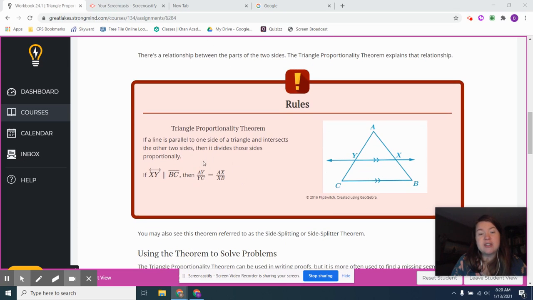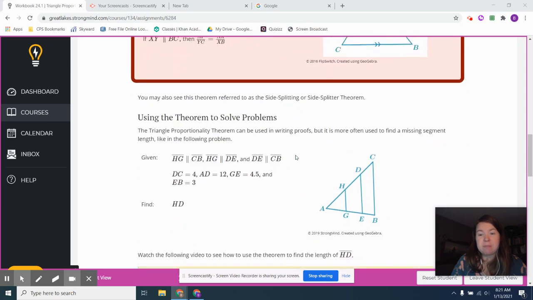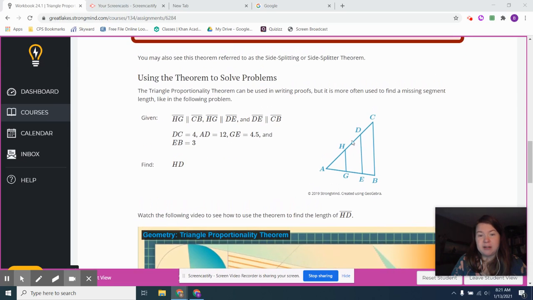Another way of looking at it is you can set up proportions, which are the two fractions that equal each other. So here we have this example right here, and it looks super complicated. We have these three lines that are all parallel. And then it tells us that this part's 4, this whole thing is 12, this little part right there is 4.5, and that little part right there is 3. And what it asks us to do is to find that part right there. And this is all about proportions and multiplying by the same thing.